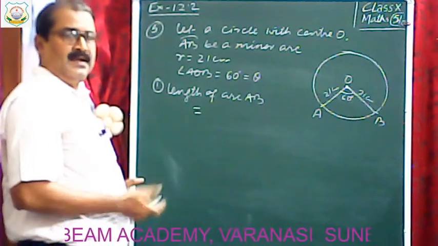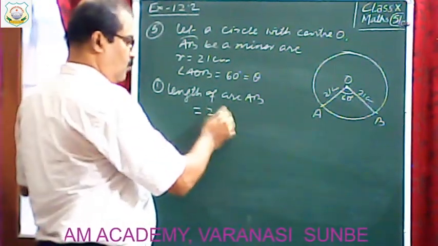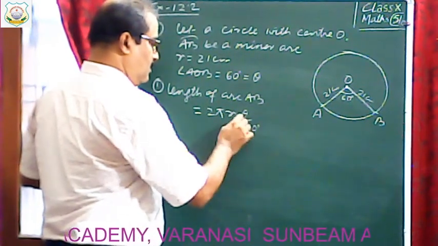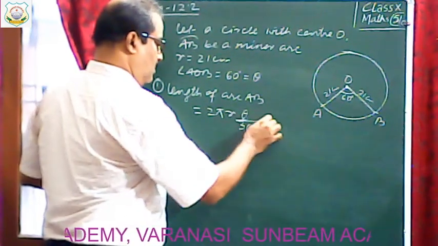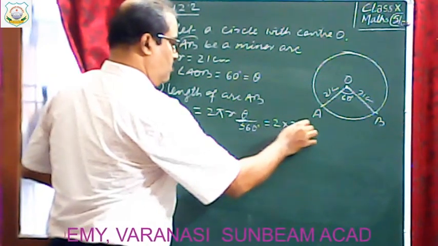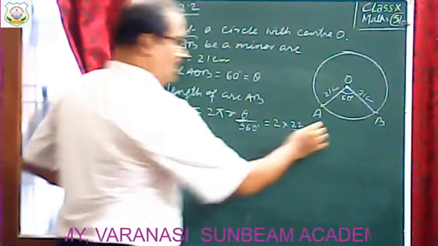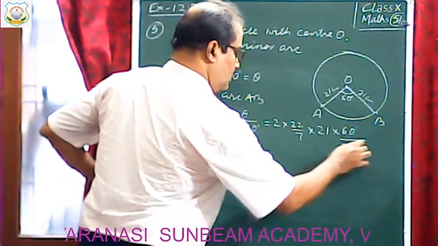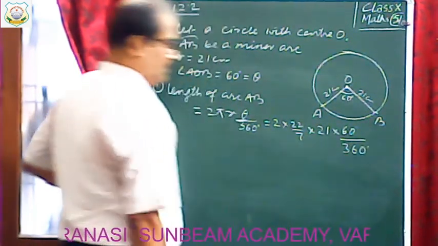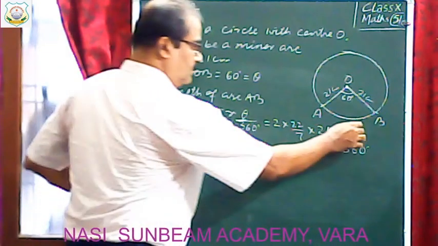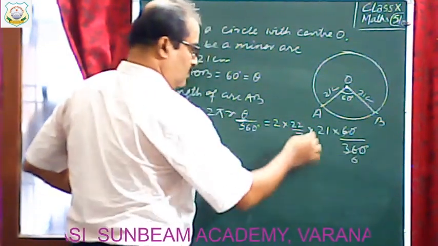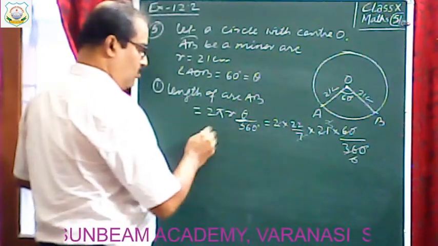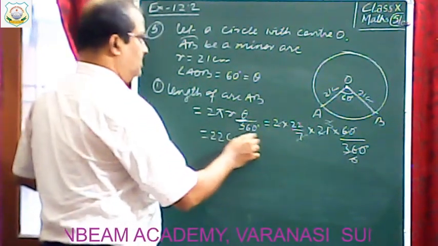Formula: 2 pi r theta upon 360 degree. So 2 into 22 by 7 into r, 21, into 60 upon 360. 6, 3 into the 6. You get 22 only. 22 centimeter.